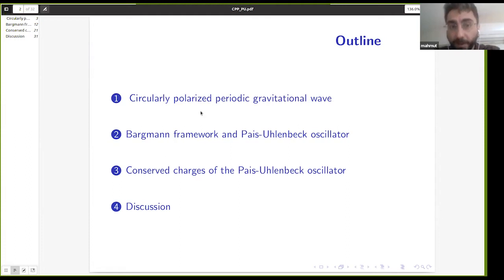And particularly for the circularly polarized gravitational wave, I will show that the underlying non-relativistic system is a higher derivative theory called the one-dimensional fourth-order Pais-Uhlenbeck oscillator. Then in the third section, I will derive conserved charges for this non-relativistic one-dimensional system using the symmetries of the four-dimensional circularly polarized periodic gravitational wave.